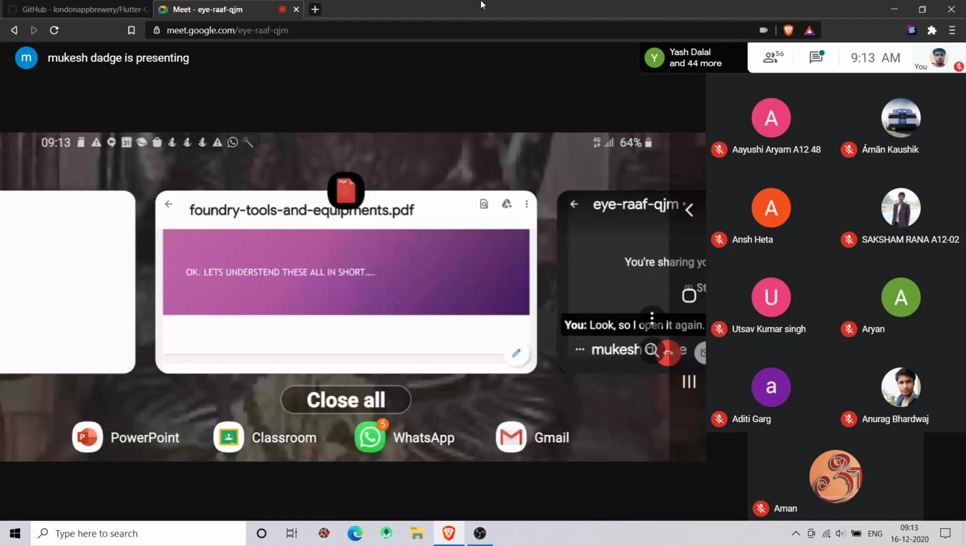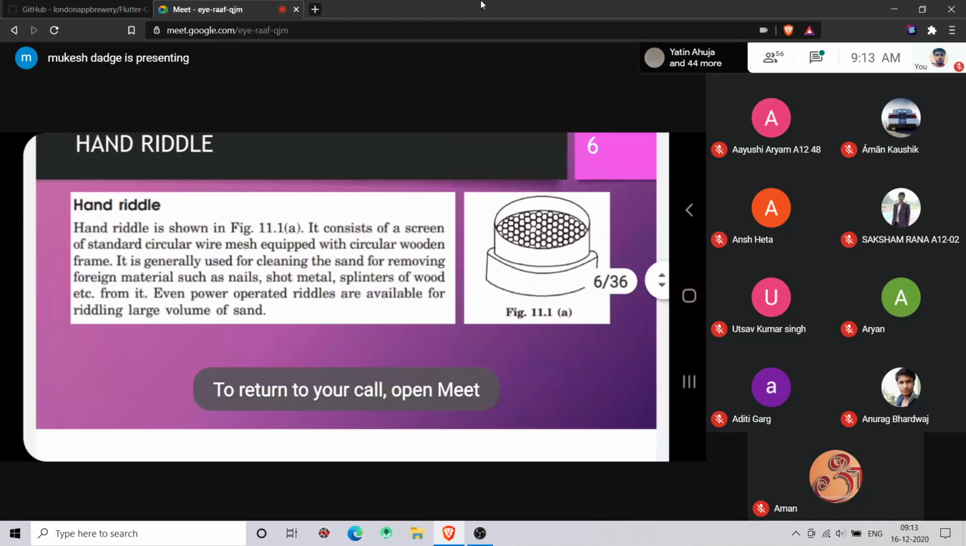So this is the hand riddle. You have to name it and draw the figure in your practical file. Audible? Yes. So the hand riddle is there. I will share this one also.